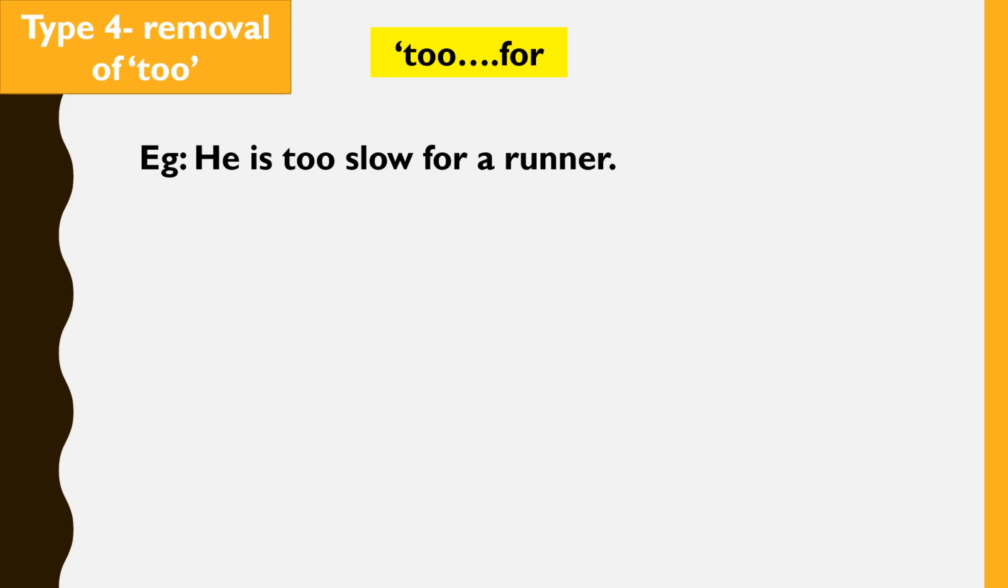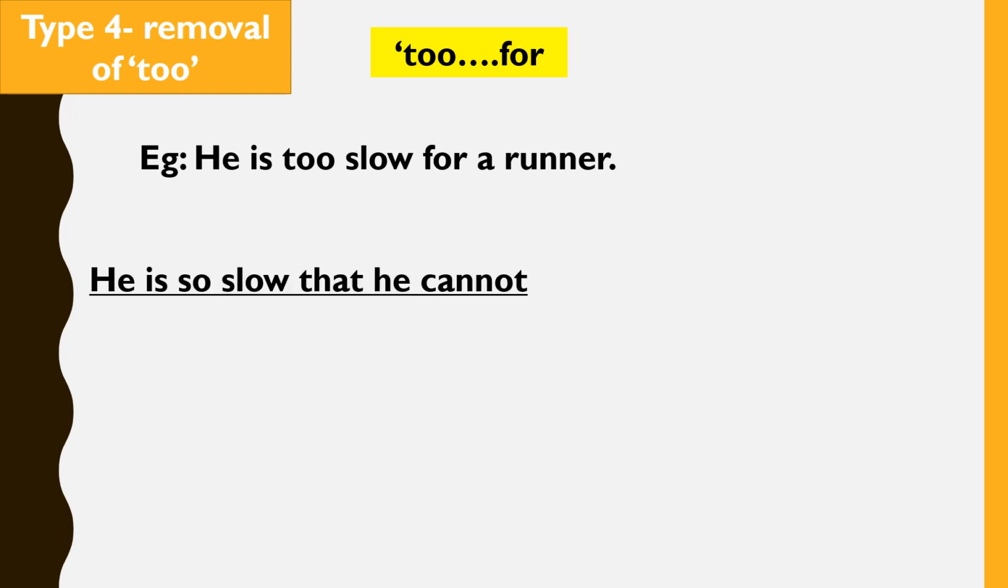We'll use almost the same rule. He is so slow that he cannot. Now we have this "for" over here. Instead of "for", I can use "be". So he is so slow that he cannot be a runner. Instead of writing "be", I can also say "become". He is so slow that he cannot become a runner. Both the ways are correct.